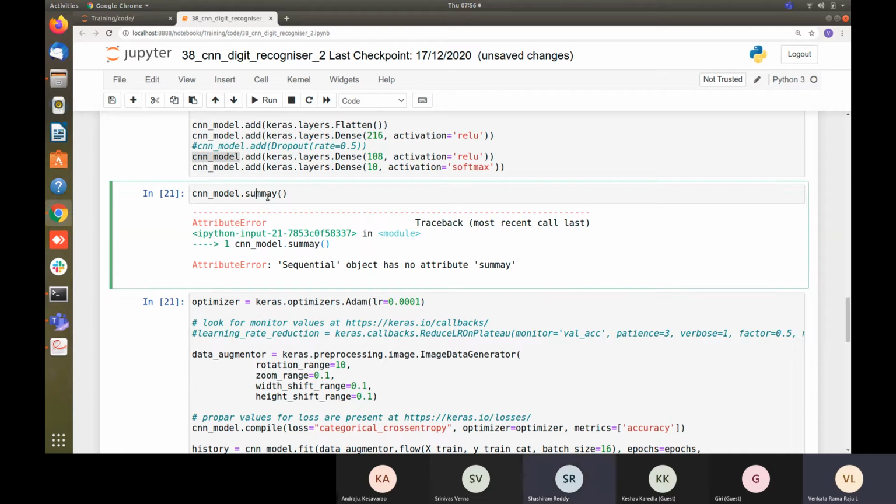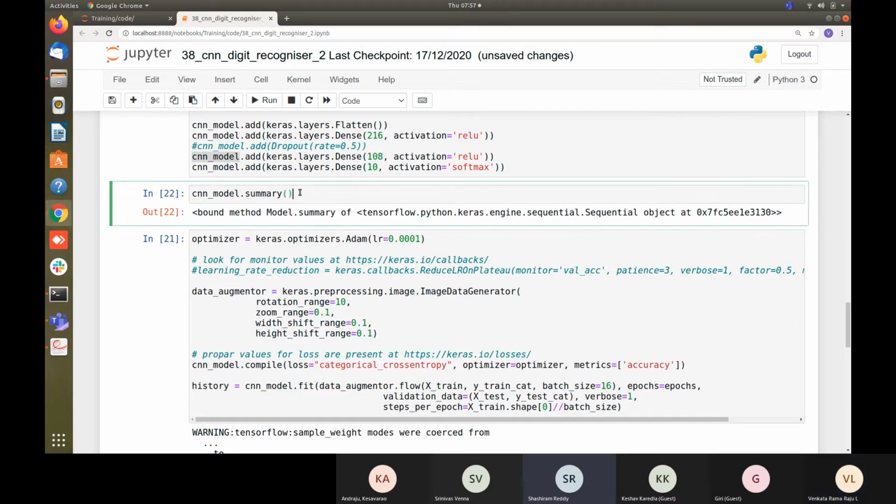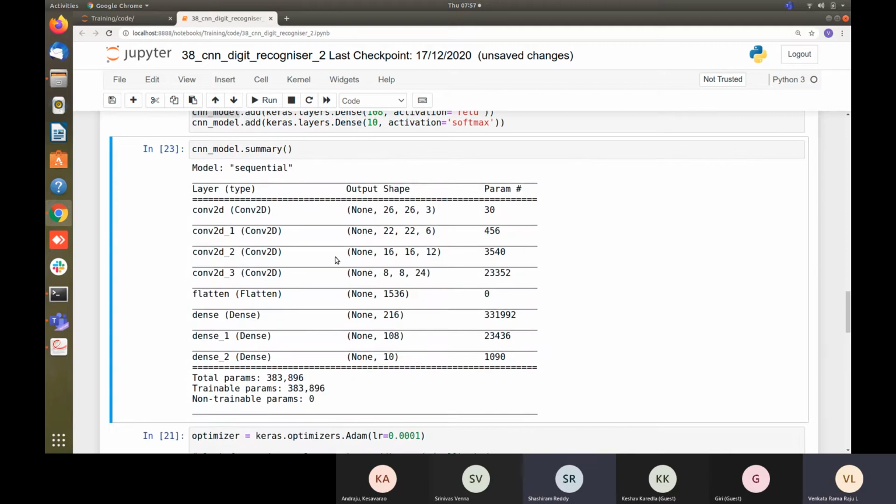Maybe after fit we have to. Spelling mistake, I think. Yeah, here it's a spelling mistake. I forgot, I think. I think my calculation was wrong. See this: 22 by 22 by 6, 16 by 16 by 12, 8 by 8 by 24.